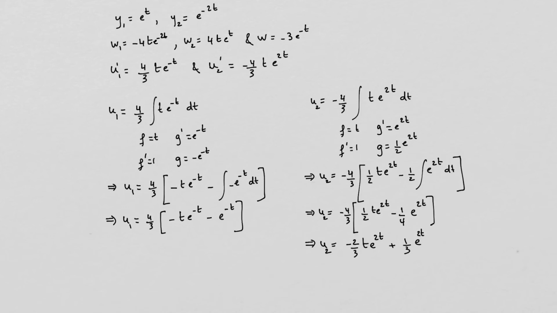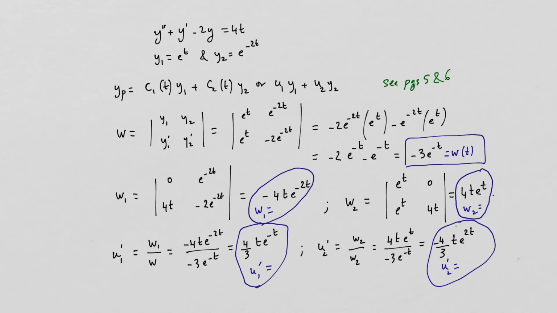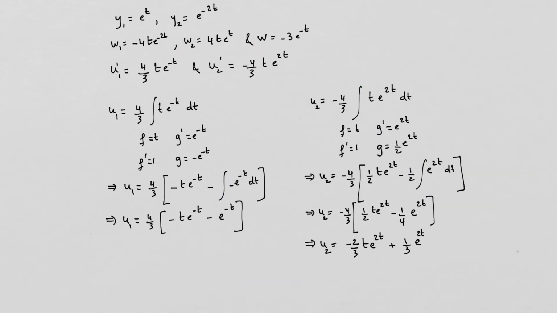So I just summarized all of our findings. Here is my y1, my y2, my building blocks. Here is my W1, my W2, and my W, the Wronskian here. And here is u1 prime, and here is u2 prime. Basically, 1, 2, 3, 4, 5, 6, 7. Okay, I just copied them here.